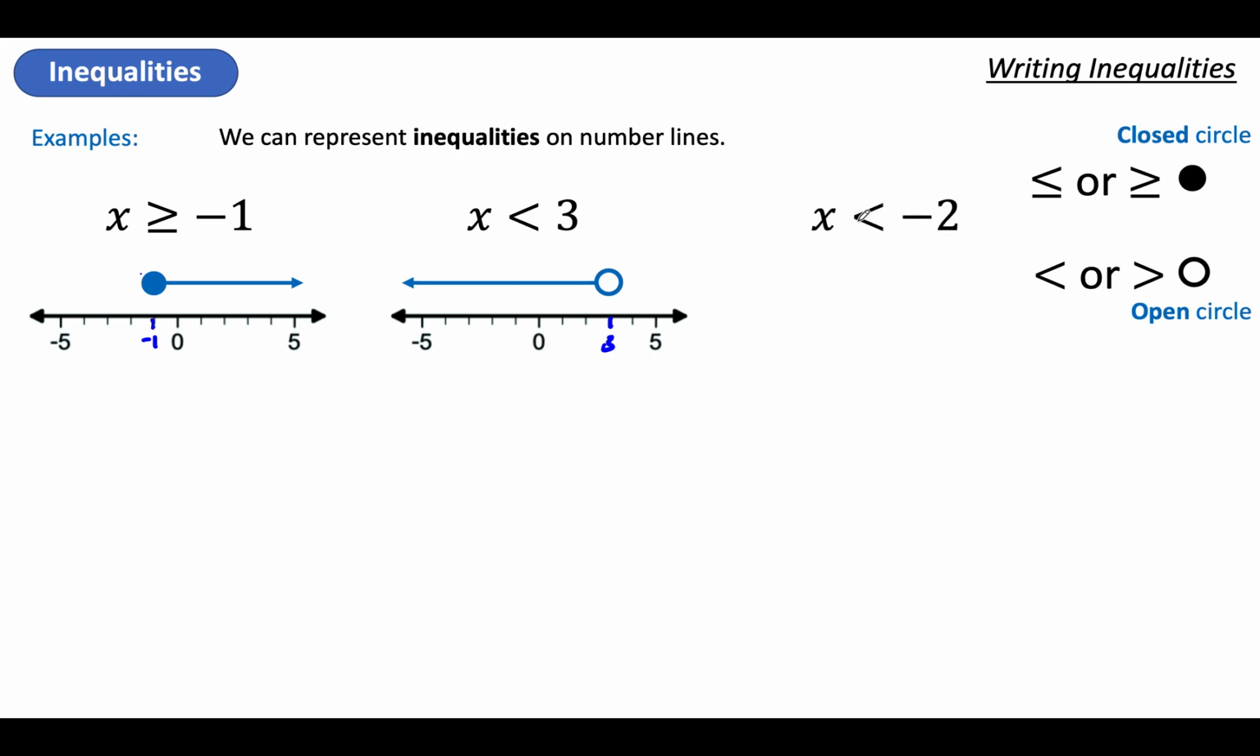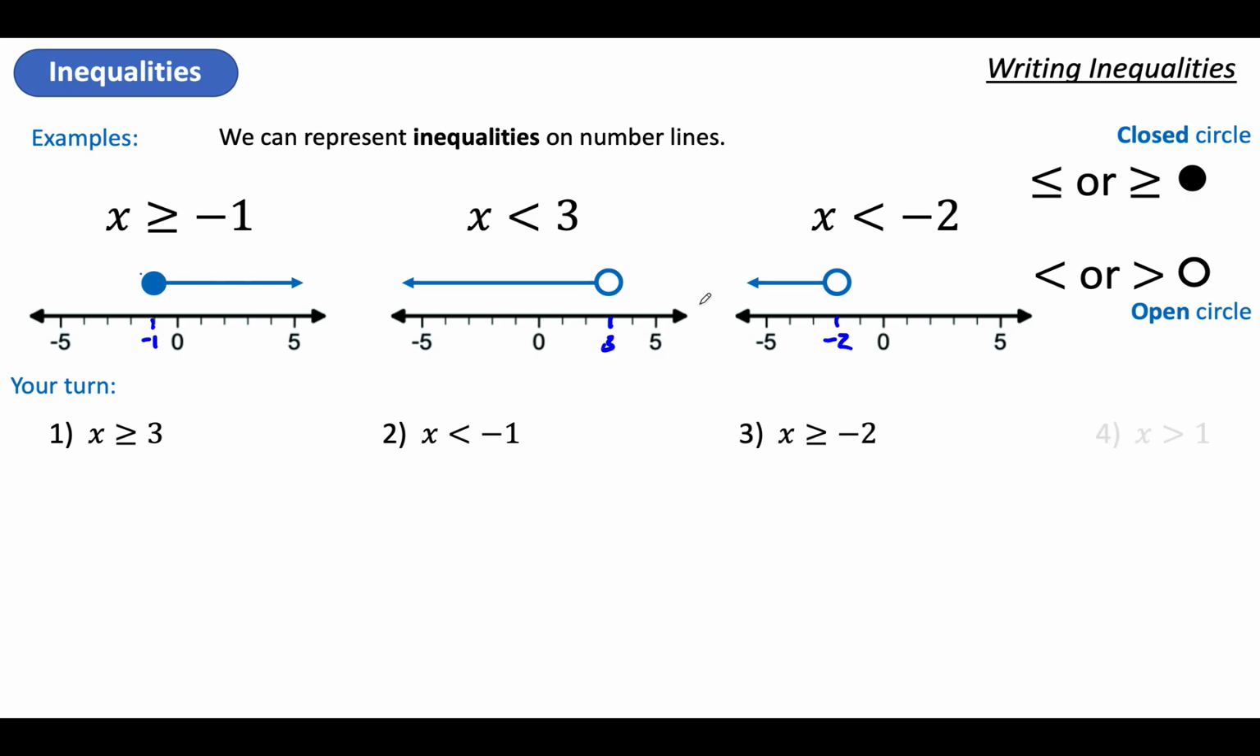What about this one? x is less than -2. Again, with your number line, identify where the number is. There we go, -2. And put the appropriate circle above. There's no extra ink on my sign. So I put an open circle and then an arrow in the direction of my numbers. Now x is less than -2, so it's off to the left. Okay, have a go at a few of those.